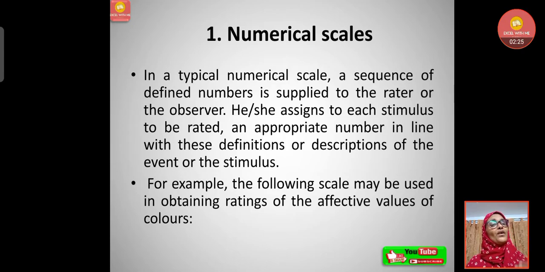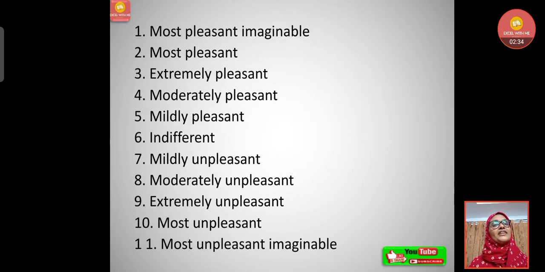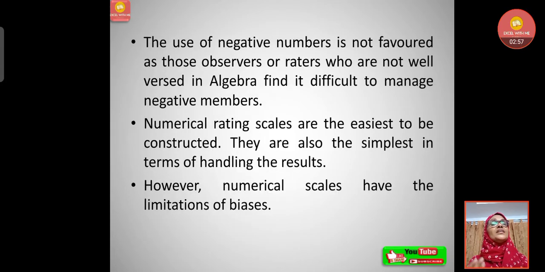For example, the following scale may be used in obtaining ratings of the affective values of colors. Suppose number 1, most pleasant imaginable. Second, extremely pleasant, moderately pleasant, mildly pleasant, or indifferent, mildly unpleasant, moderately unpleasant, extremely unpleasant, most unpleasant imaginable. These are the numbers we can assign to understand the colors. The use of negative numbers is not favored, as those observers or raters who are not well versed in algebra find it difficult to manage negative numbers.